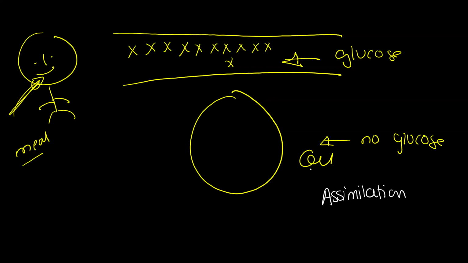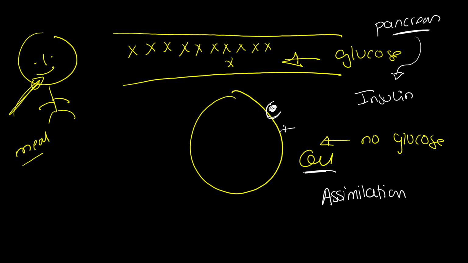Now, how does the glucose enter your body cell? This is the question. High glucose levels are detected by the pancreas, not the brain, by the way. It has been proved that it is detected by the pancreas, not the brain. The pancreas will release a hormone. What's the name of this hormone? Insulin. This insulin will bind with complementary receptors that are found on the surface of the cell membrane. When the insulin hormone binds with the complementary receptors, the cell will open glucose channels.